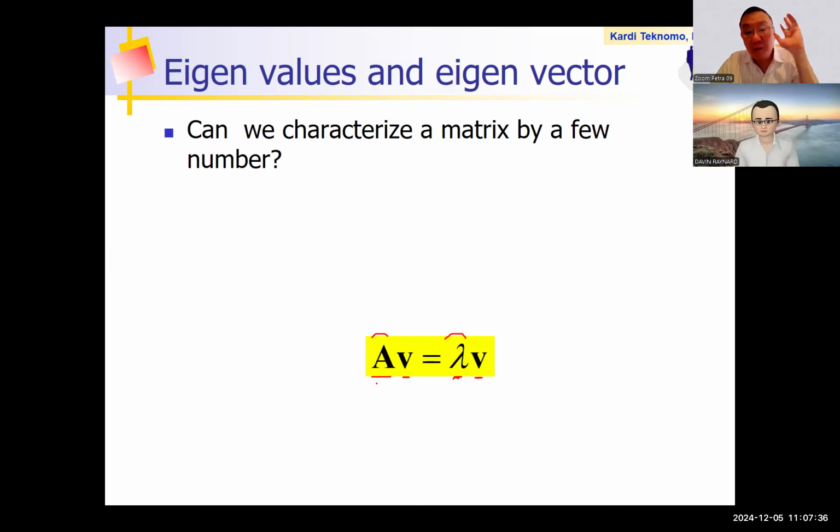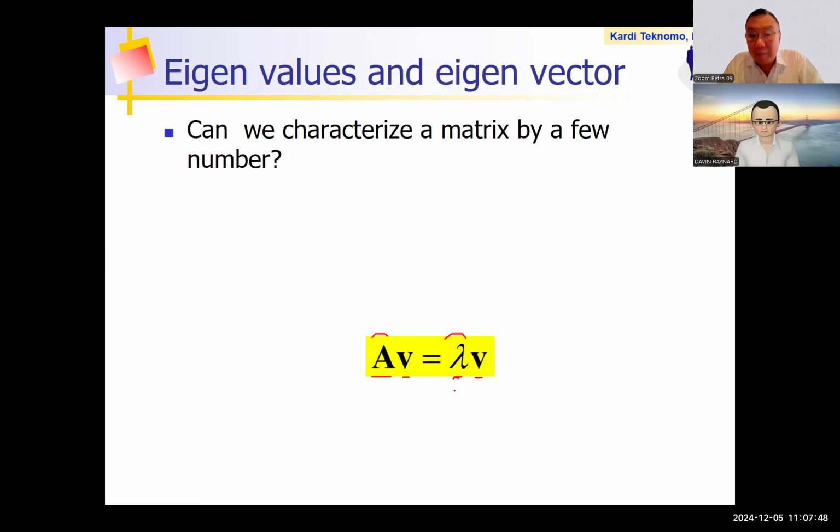So that means one whole matrix, regardless of the size, 3 by 3, 5 by 5, 100 by 100, I can characterize that matrix by one number, lambda. Awesome. What is that number? That number is called the eigenvalue. Eigen means true. So that means the eigenvalue is the true value of that matrix. That one number represents the entire matrix. So that's awesome.